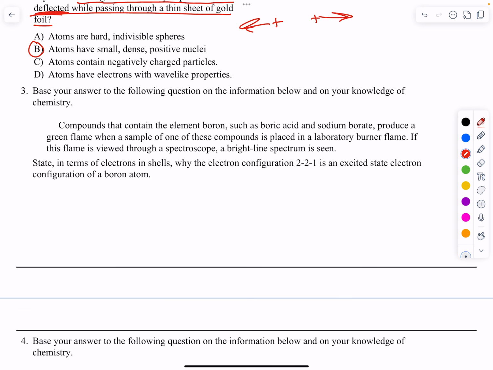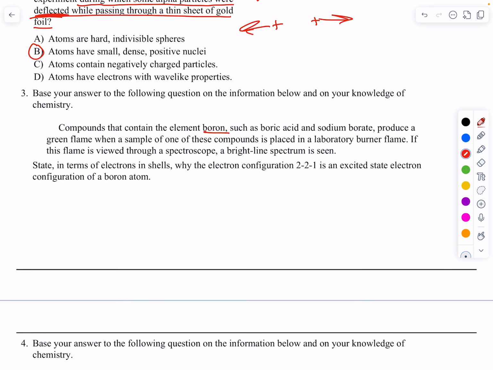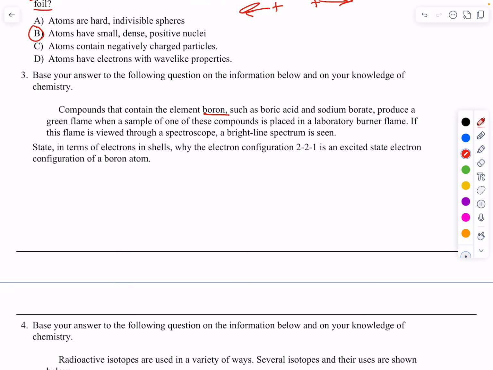Question 3, this is one of the part 2 questions. Compounds that contain the element boron, such as boric acid, sodium borate, produce a green flame when a sample of these compounds is placed in a laboratory burner flame. If this flame is viewed through a spectroscope, a bright line spectrum is seen. State in terms of electron shells why the electron configuration is an excited state electron configuration of a boron atom. So I'm given an electron configuration. They want me to explain why this configuration is an excited state of boron, and to state that in terms of electron shells.